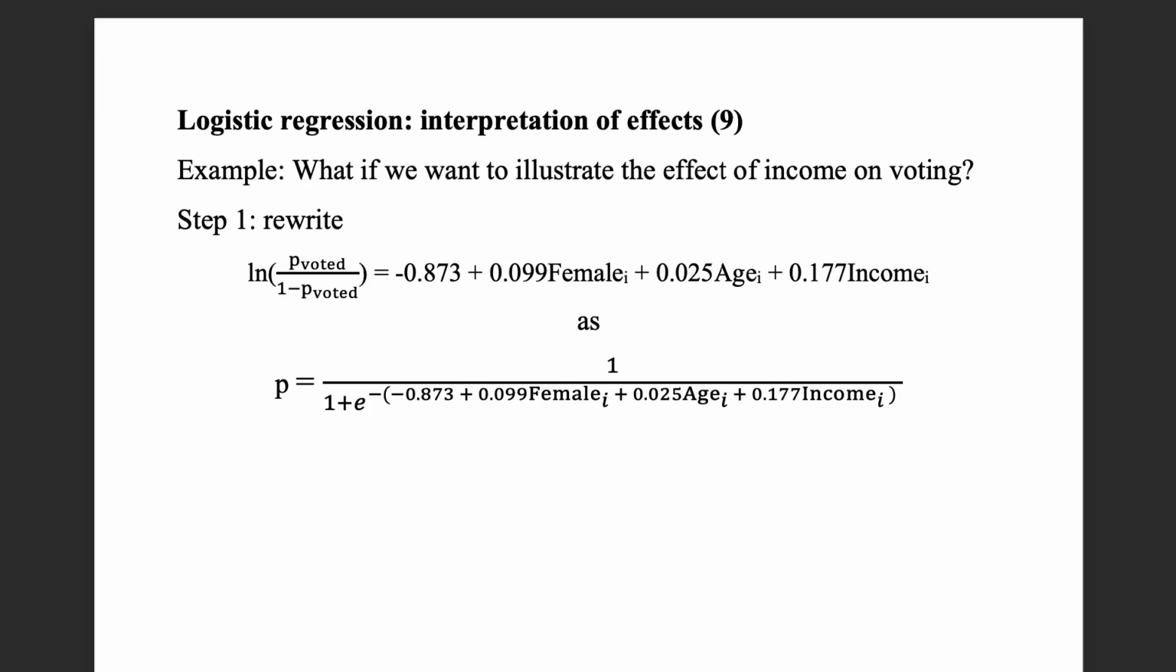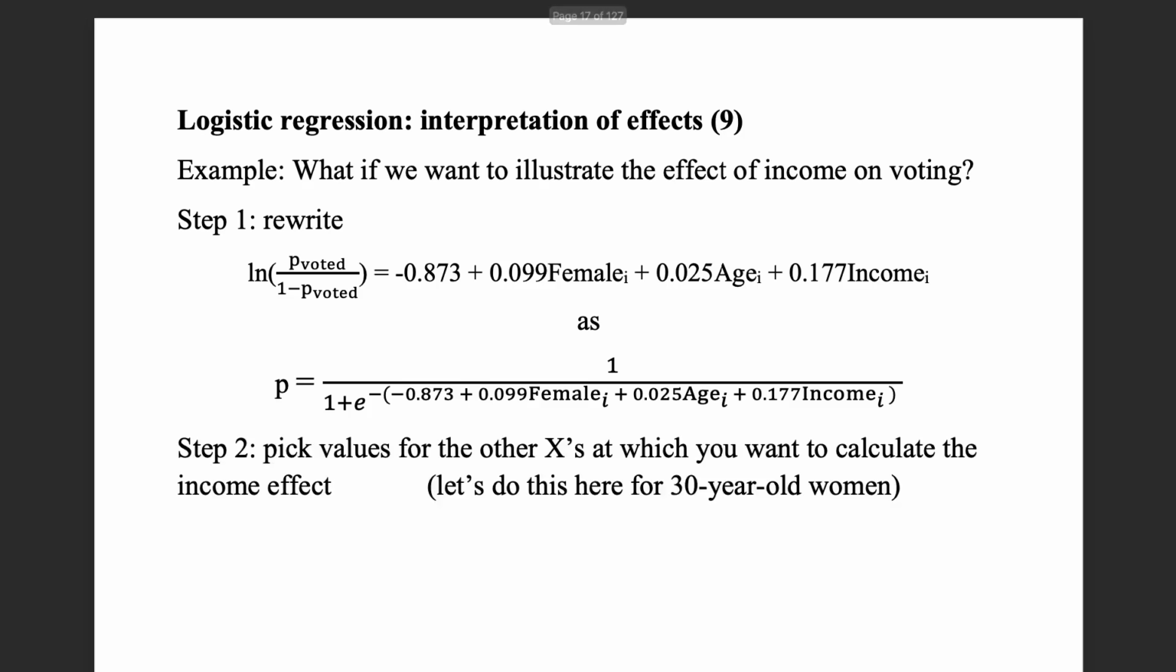So we know that we can interpret those coefficients as the amount by which the predicted log odds of voting increase with a 1 unit increase in the independent variable, holding the effect of the other variables constant, or controlling for the other variables. But now let's do this for predicted probabilities. First step is just to rewrite the model as a model for the predicted probability. In other words, fill in the formula 1 divided by 1 plus Euler's number to the negative, and then fill in the entire regression formula that we have estimated: minus 0.873 plus 0.099 times the female dummy plus 0.025 times age plus 0.177 times income. Okay, so that's step 1.